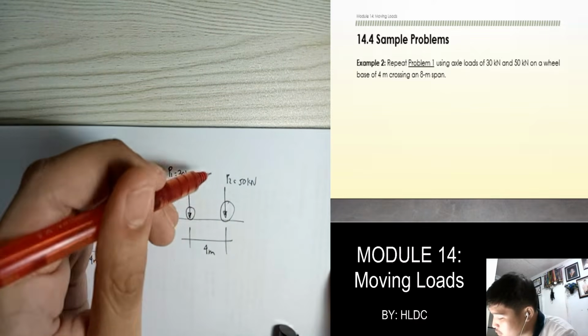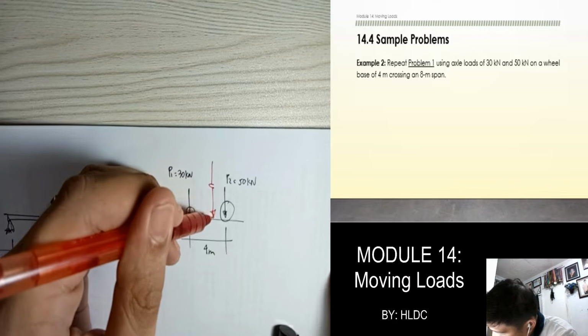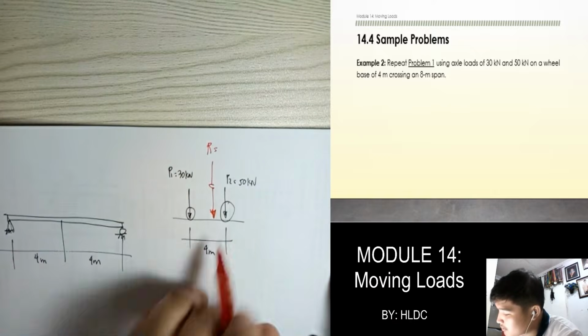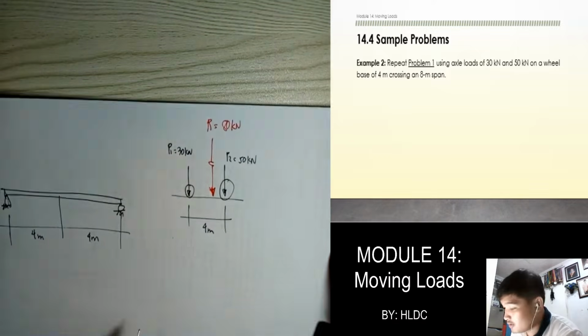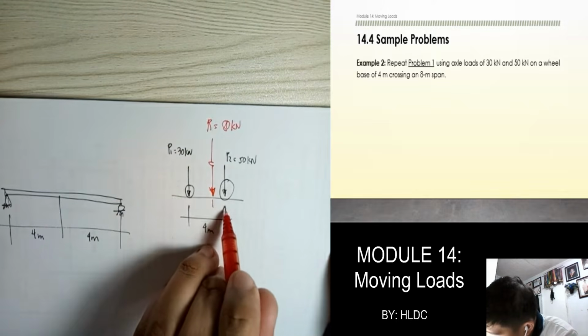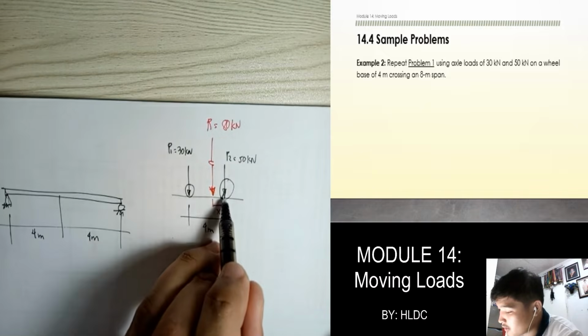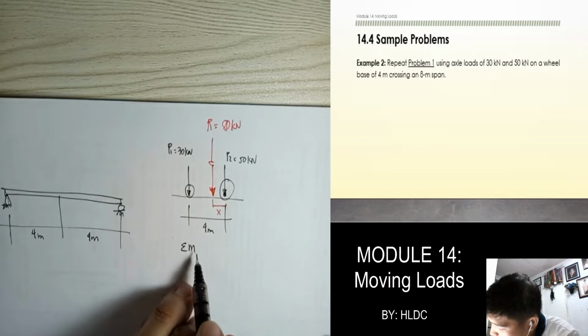So, mas malapit yung resultant dun sa mas mabigat. So, dito natin lagay yung R, which is equal yung sa 30 plus 50. So, therefore, 80 kilonewtons. Now, kunin natin yung distance nito. Let's say ito is distance X. So, take tayo ng moment at under ng load P2. So, take tayo ng summation of moment.